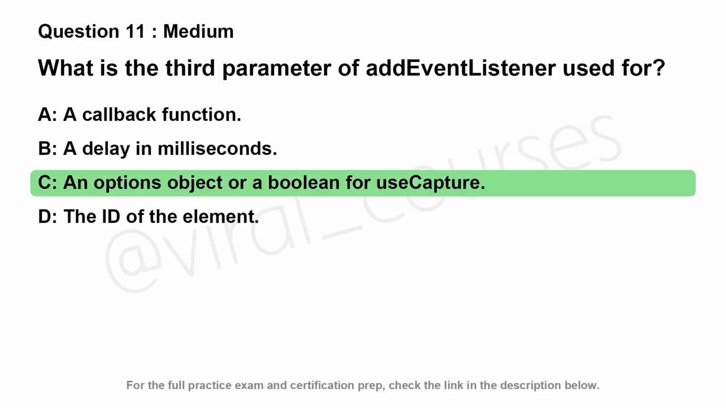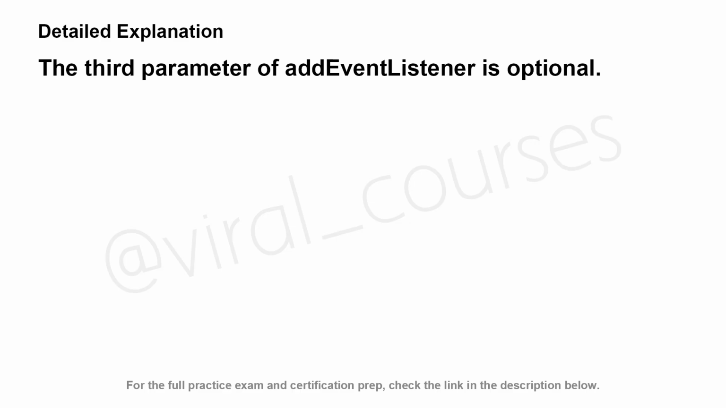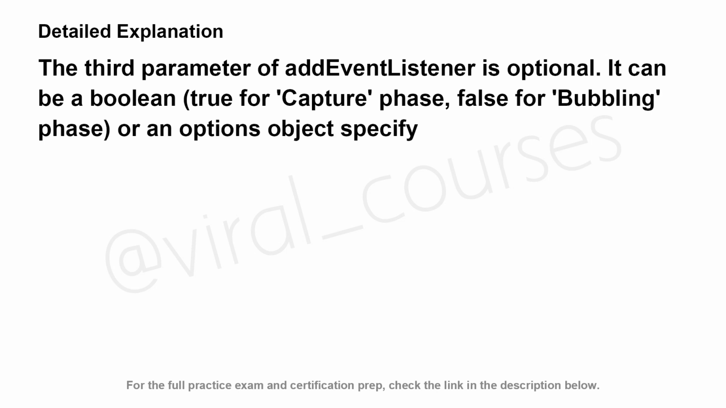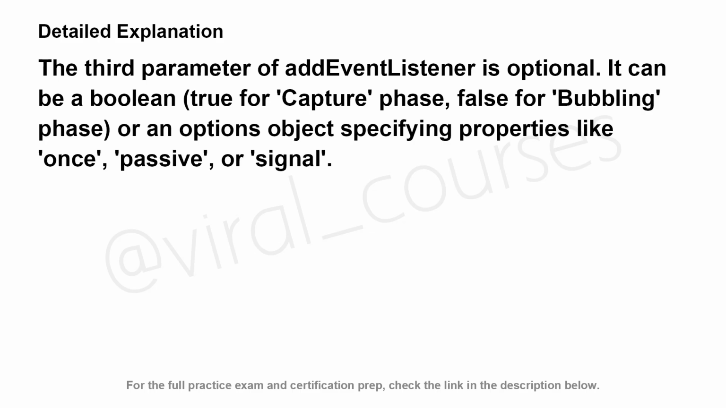The correct answer is C. The third parameter of addEventListener is optional. It can be a Boolean: true for capture phase, false for bubbling phase, or an options object specifying properties like once, passive, or signal.